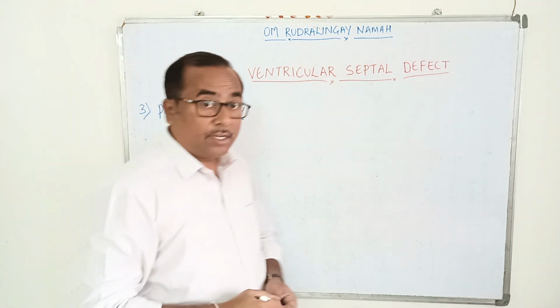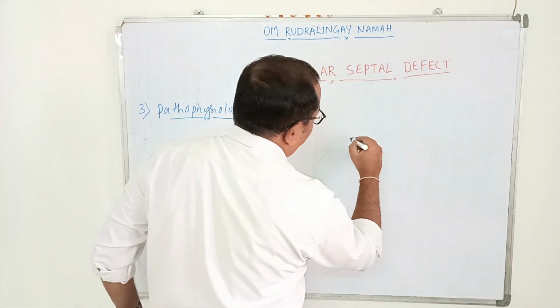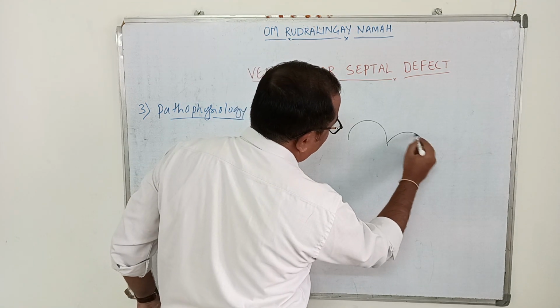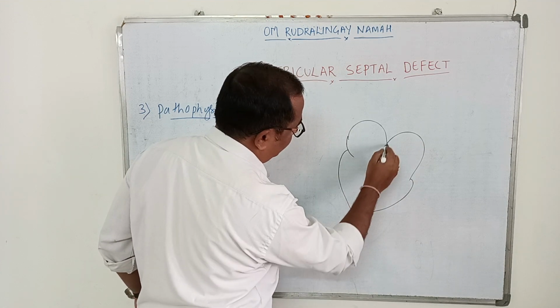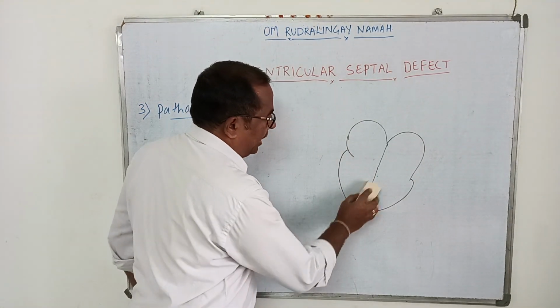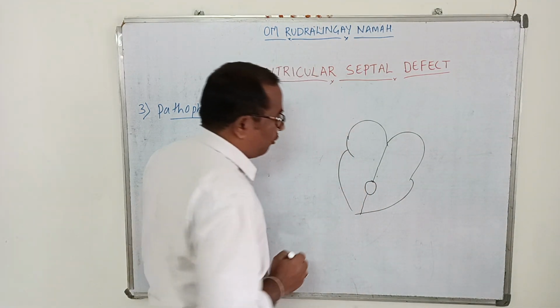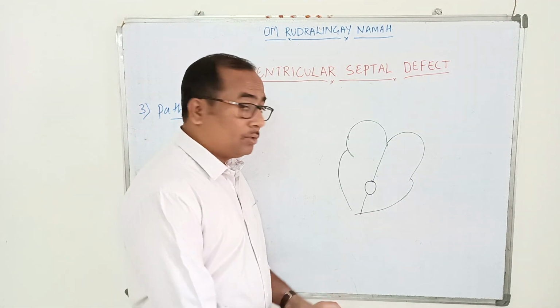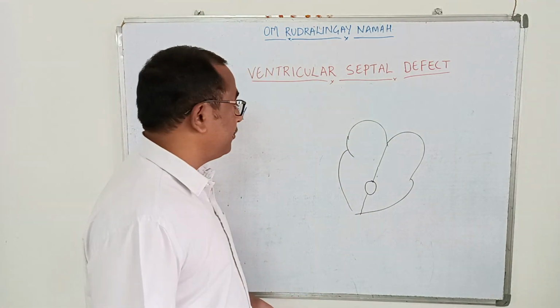So the pathophysiology of ventricular septal defect. What happens here? A hole is formed, that is, an opening is formed in the ventricular septum. This will lead to a lot of pathological changes, so let's discuss the pathophysiology.